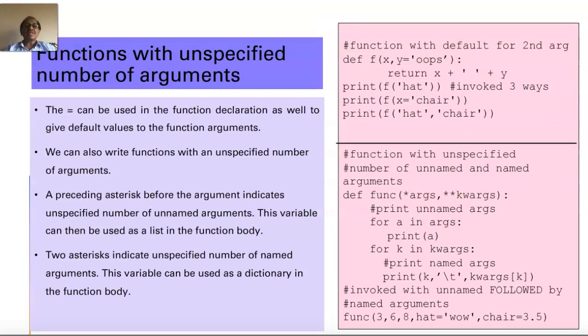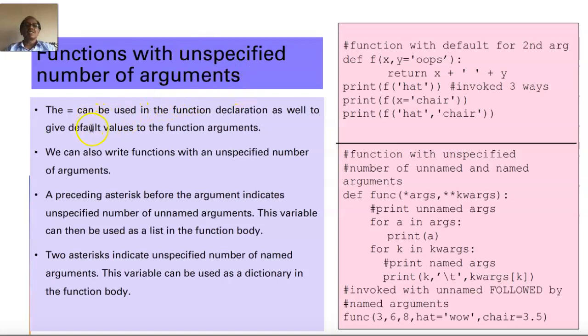Now, functions with unspecified number of arguments. What we have seen is two arguments in the last slide. We can have three arguments, we can have four arguments. But let's say we need to use arguments in a program, but we don't know how many arguments. Right? We leave it to the user. How do we do that? So we need to have a command where we should have a function with unspecified number of arguments.